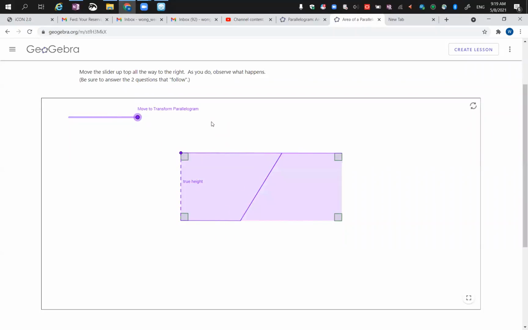Area of this rectangle is the base at the bottom times dotted line. This rectangle has the same area as this parallelogram. That means that the area of this parallelogram must be the base times the dotted line. Can follow? We try some examples, then we can understand it better, huh?